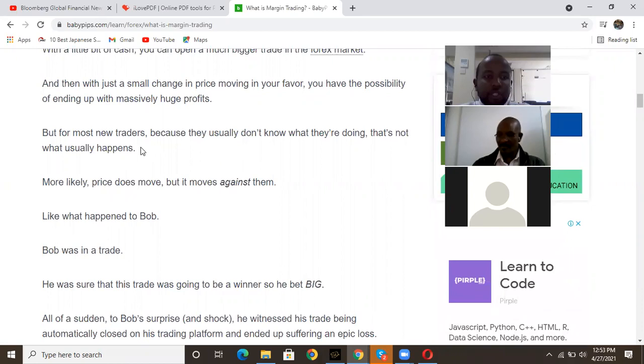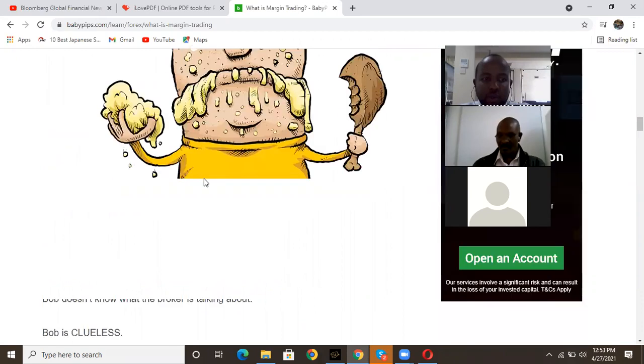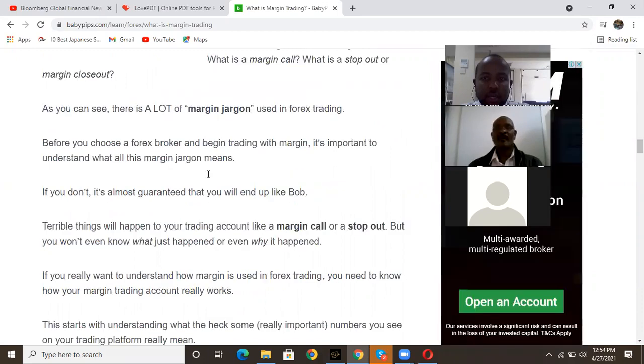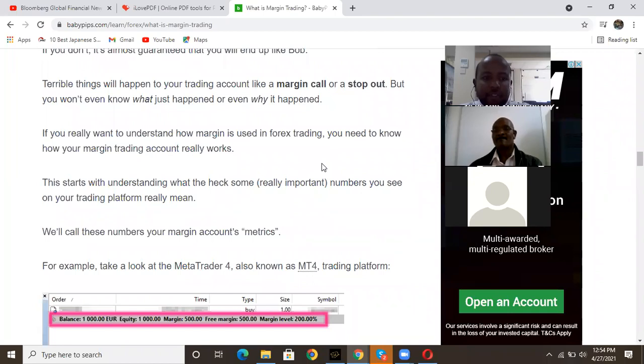So let's move on. Let's see what margin is all about. We are going to look at what a margin call is and what a stop out is. If you don't understand how margin works, it's basically what Forex is all about. So this is an example. You'll have an account that looks like this.